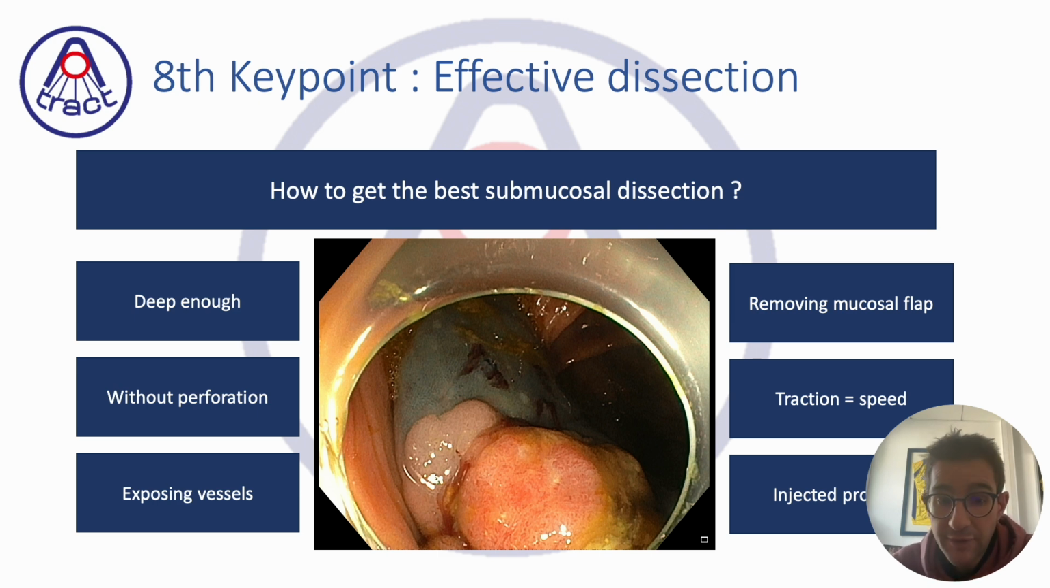It should be deep enough, because in the deeper part of the submucosa you have fewer vessels, but without perforation. You will expose the vessels better when you do it deep. It will remove the mucosal flap, and the traction will help a lot to remove the mucosal cap. Instead of having it in your field of view, you will remove it and improve exposure. And finally, you should inject very well and very properly.